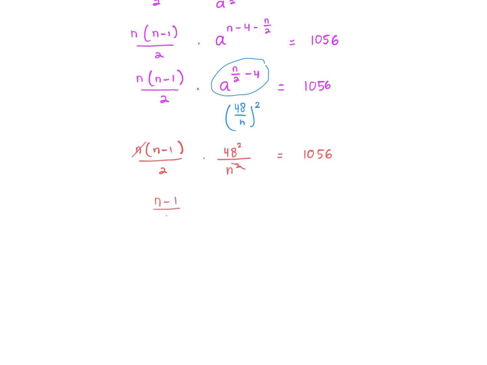n minus 1 over 2 times 48 squared is 2304 over n, is equal to 1056. Cancel the 2, and 2304 is n minus 1 over n times 1152 is equal to 1056. I divide both sides by 1152. I have this. And then I simplify my fraction.